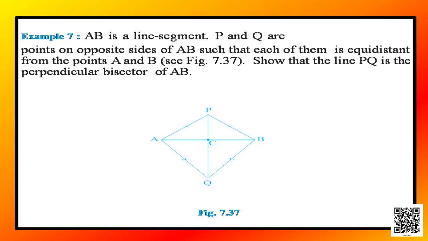Students, let us discuss example 7. It says AB is a line segment. P and Q are points on opposite sides of AB such that each of them is equidistant from the points A and B. Show that the line PQ is the perpendicular bisector of AB. The diagram is given in your book, that is figure 7.37. Let me draw the diagram first, then we will go for the solution.